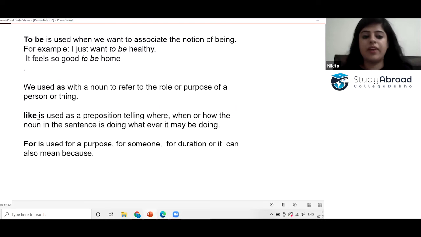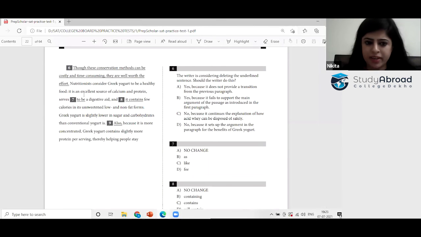Okay. When do we use like? Like is used as a preposition telling where. Like, giving an example. When or how the noun in the sentence is doing whatever it may be doing. Like she has done it, when we give examples. Like this, like that. So were we actually comparing it with something? No.